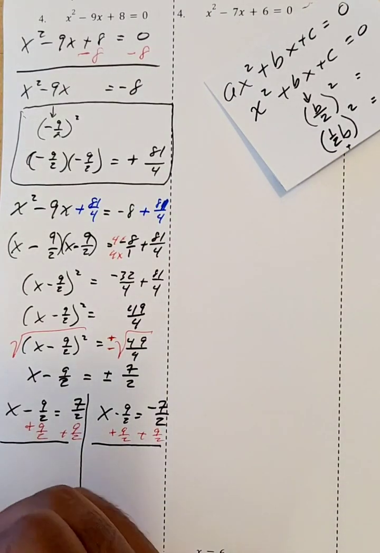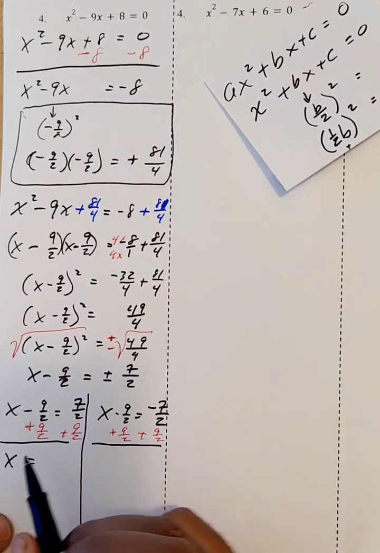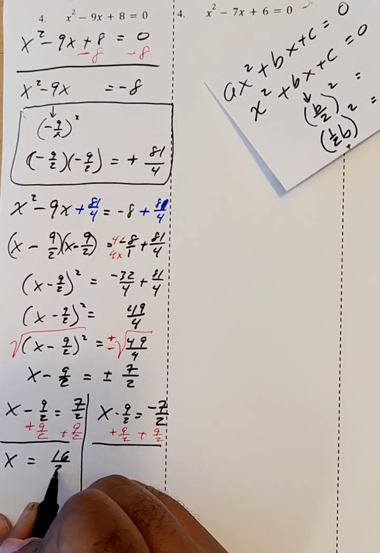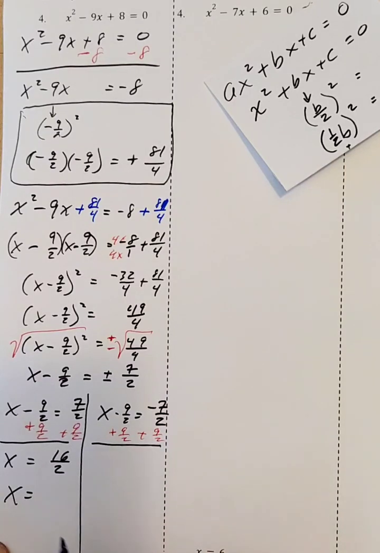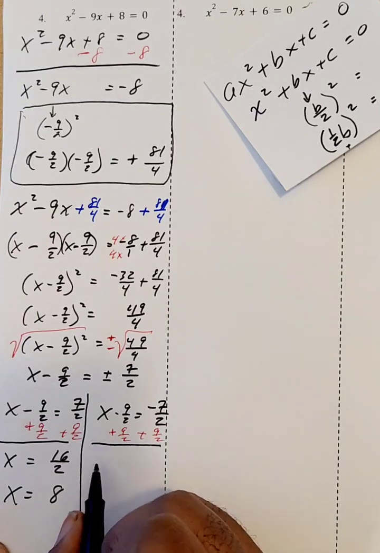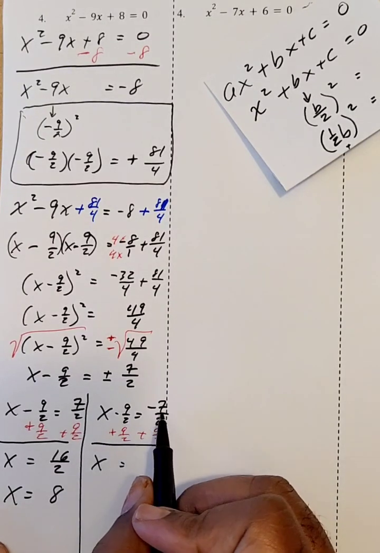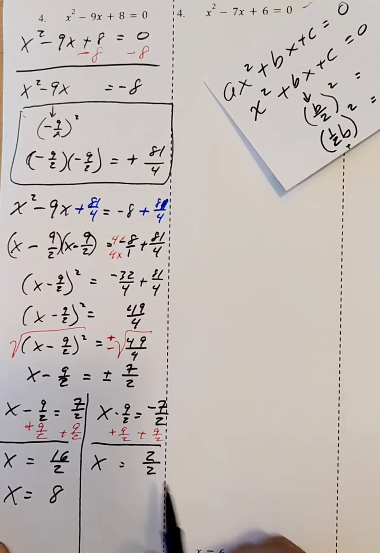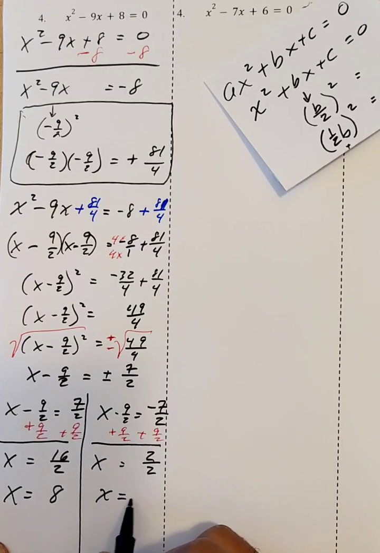All right, so let's see what we have left. X will equal a positive 7, positive 9 will be 16 over 2. And 16 over 2 simplifies to an 8. Now over here we have x equals a negative 7 and a 9 gives us 2. So we have 2 over 2. And a 2 over 2 simplifies down to a 1.